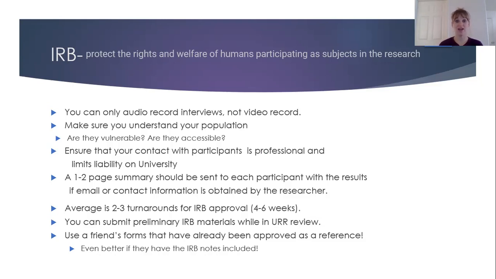Average turnaround for IRB approval is 2 to 3 times. So that takes 4 to 6 weeks. There are forms that you have to fill out and send into IRB. It's basically like a checklist or a grid. You fill it all out in one section. They send it back with notes in the next section. You have to fix it and send it back.